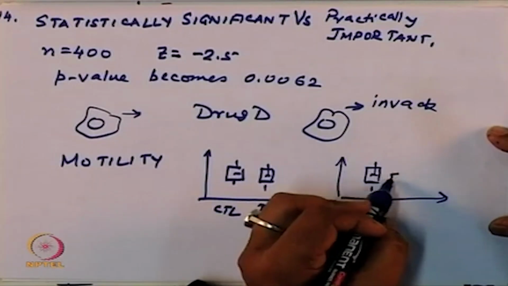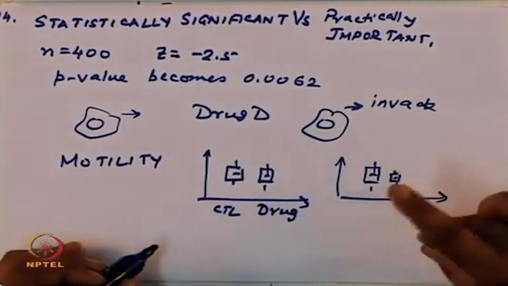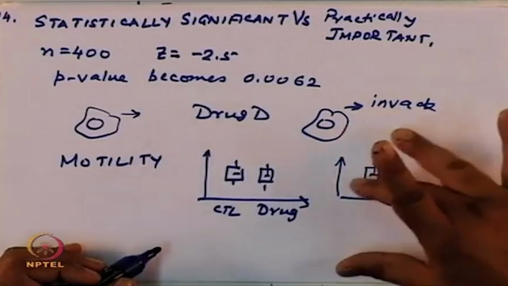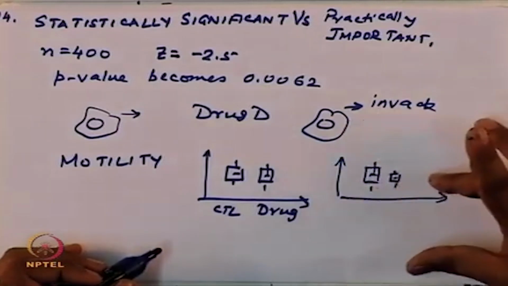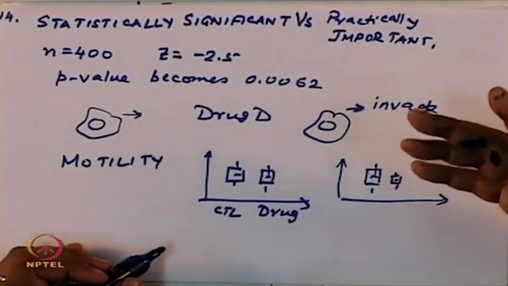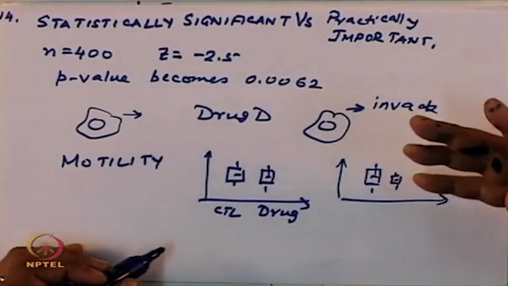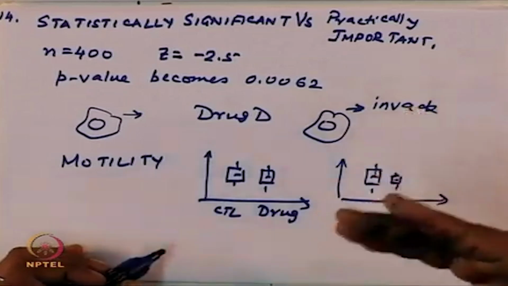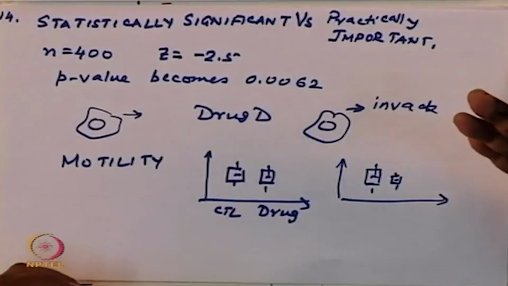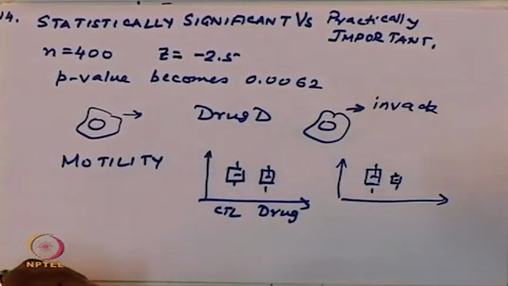Okay. What the drug has done is that the extent of variation in the population is reduced, but the mean has not changed, or it has just shifted slightly to the left or up or down. So, even though this might be statistically significant, it may not hold any practical importance. So, this has to be exercised on a case by case basis.